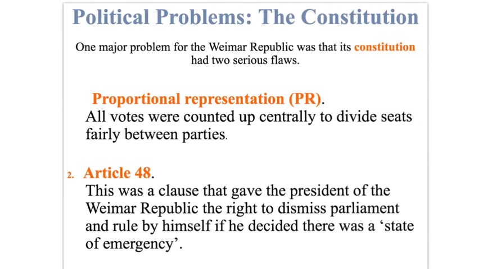Article 48 was a clause written into the government that the president could rule without the Reichstag. They could dismiss the parliament in times of emergency or crisis, and they could rule by themselves. The president could implement any measure to restore order and to keep people safe. So this meant decisions could be made quickly, without the need to go through the Reichstag, the government, the process. However, it could be manipulated by somebody who wished to become a dictator or seize too much power.